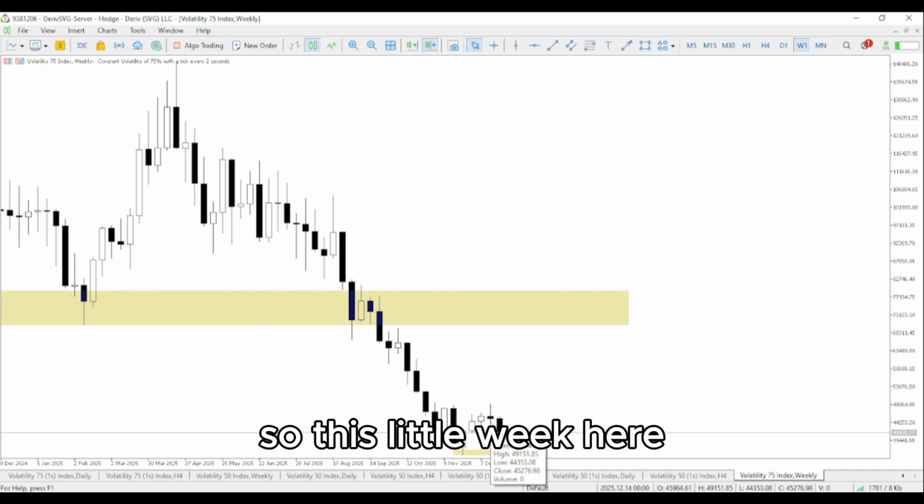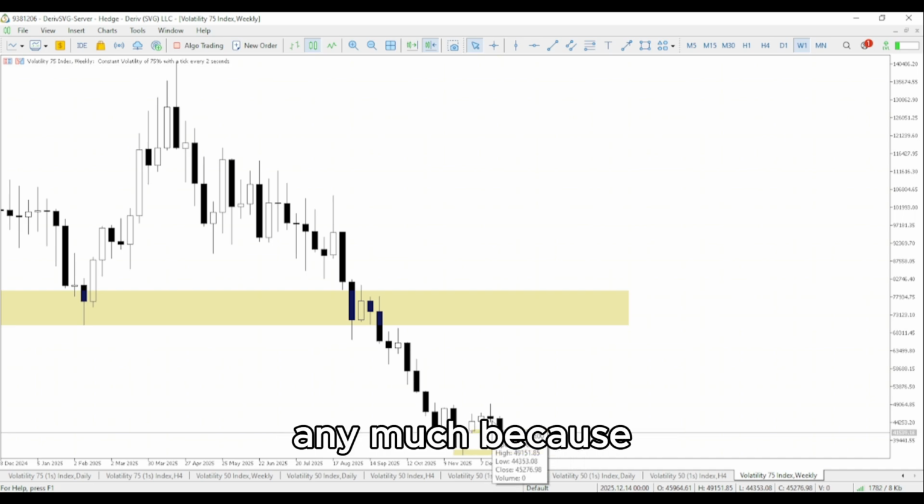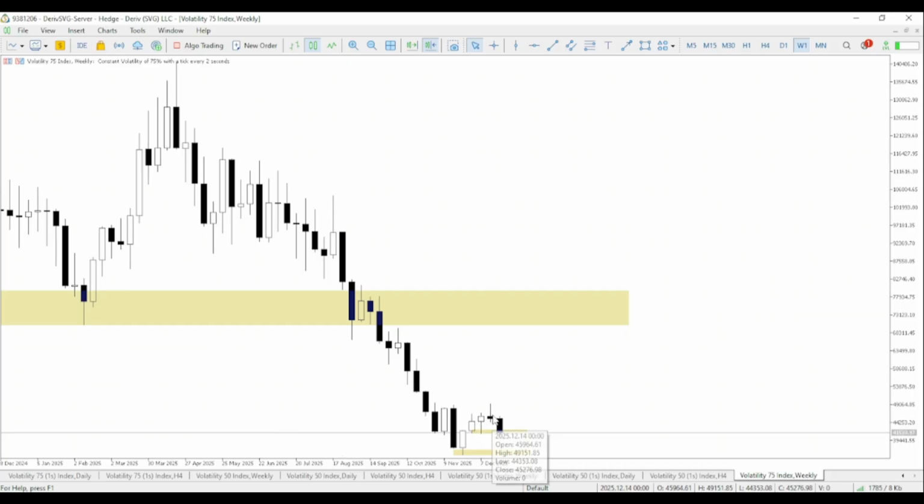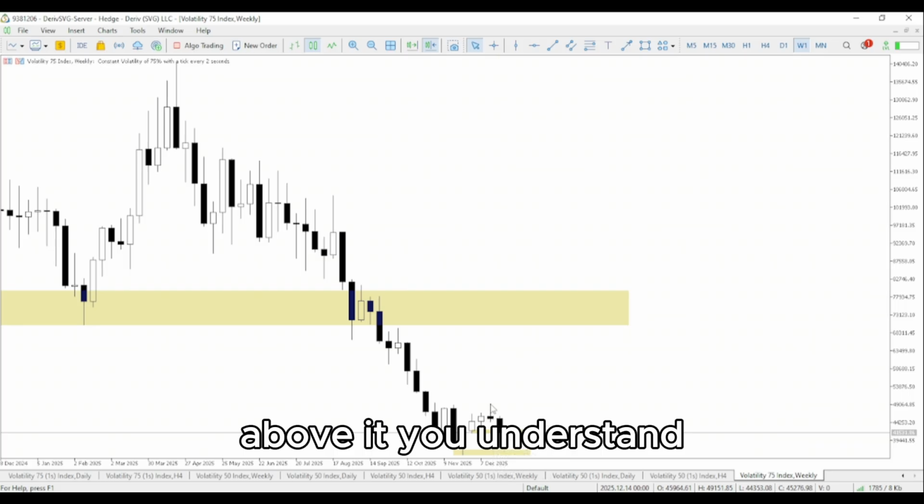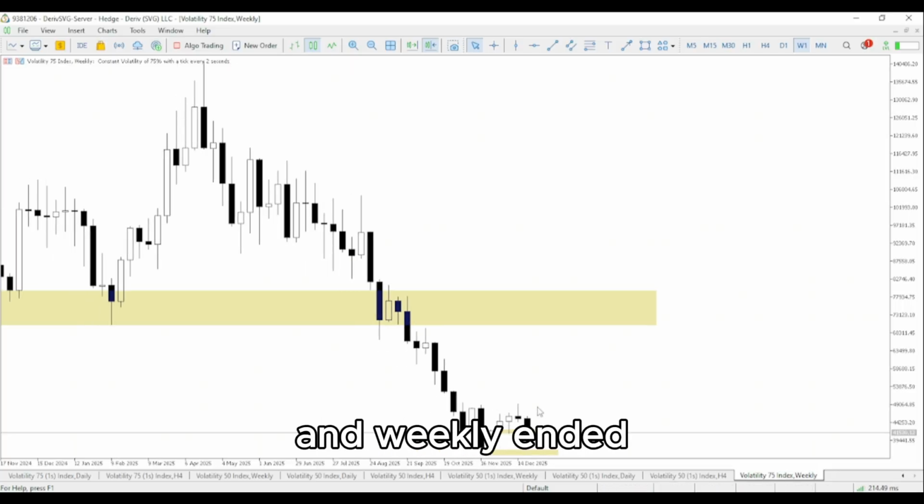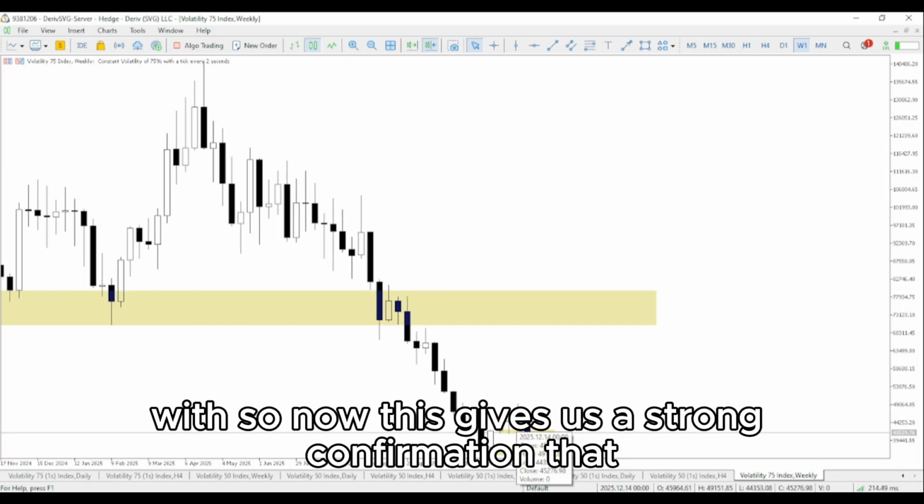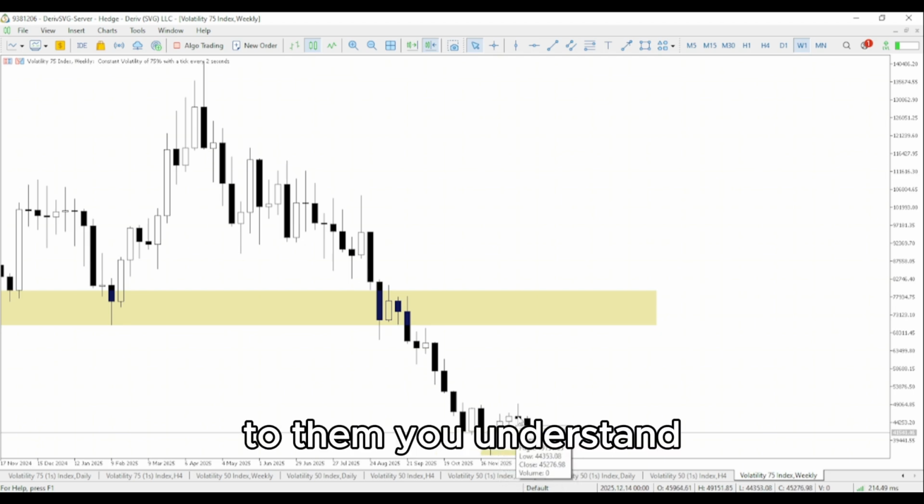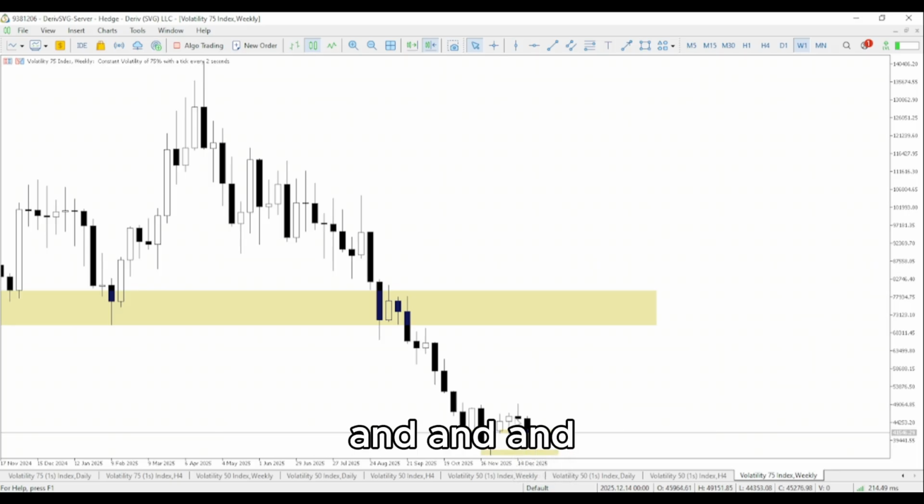This little wick here does not really matter much, because what we are looking at is the candlestick body and the wick above it. You understand? So this is a very strong shooting star candlestick pattern that the previous weekly ended with. This gives us a strong confirmation that the previous week, sellers dominated buyers and took charge of the market from buyers. You understand? During the week, buyers opened the market above and took price up.